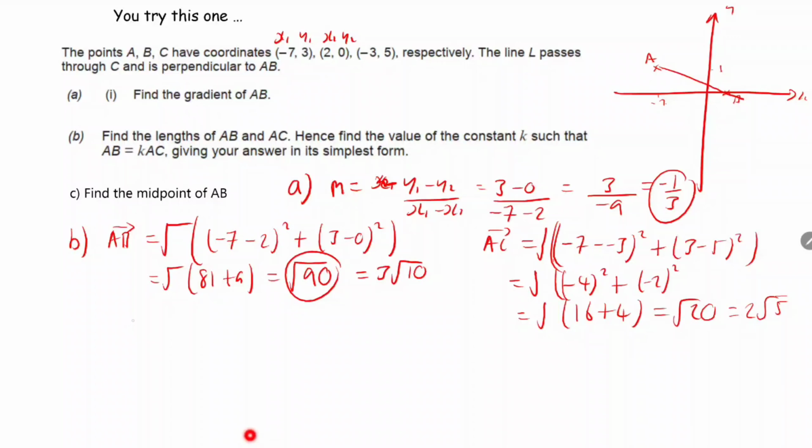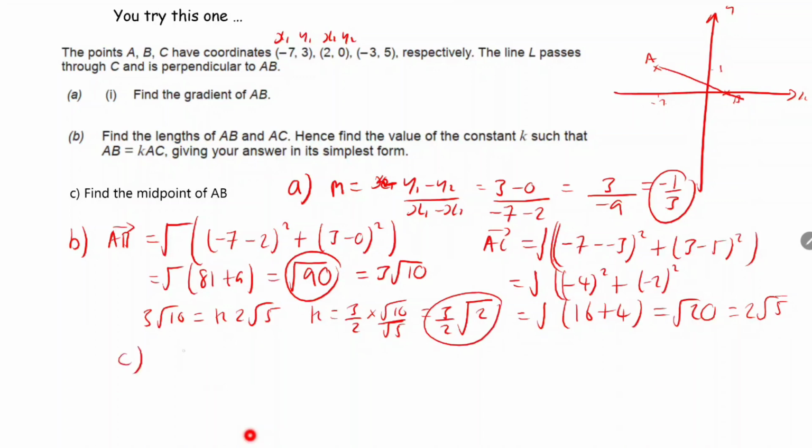We can then put AB equal K AC, so it'll be 3 root 10 equals K times by 2 root 5. We're going to make K the subject, so we can bring the 2 root 5 underneath the 3 root 10. So that's going to give us K equals 3 over 2 times by root 10 over root 5, which gives us 3 over 2 times by root 2, and we can leave that as our answer.